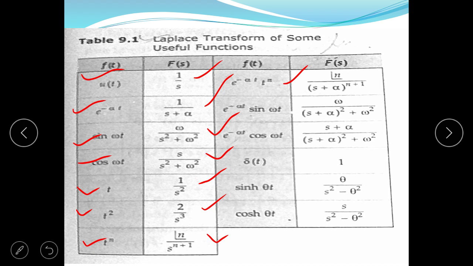The Laplace of e to the power minus alpha t sine omega t is omega upon (s plus alpha) square plus omega square. The Laplace of e to the power minus alpha t cos omega t is equal to s plus alpha upon (s plus alpha) square plus omega square. The Laplace of delta t is equal to 1. The Laplace of sine hyperbolic theta t is theta upon s square minus theta square. The Laplace of cos hyperbolic theta t is equal to s upon s square minus theta square. These are the Laplace transforms of some elementary functions.